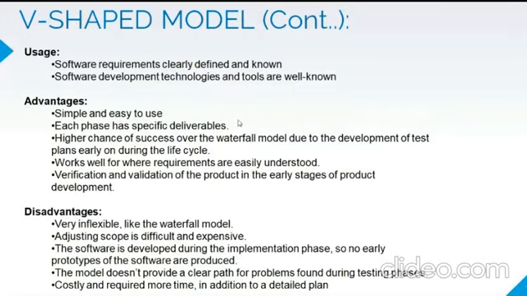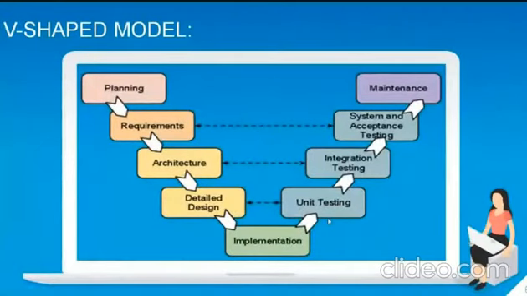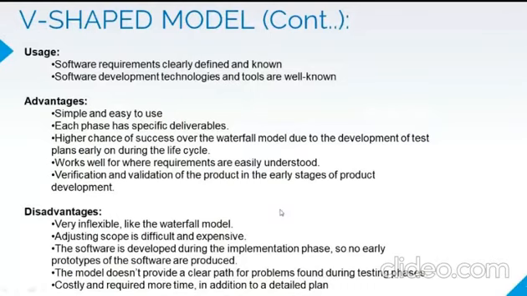What differs from the waterfall model is the development of test plans early on during the life cycle. You can see in the last slide, testing will be done during the life cycle itself. Early testing has been done in the V-shaped model. That is the reason why there is a lot of advantage compared to the waterfall model. It works well when the requirements are easily understood. Verification and validation happen in the early stages of product development, as I already mentioned.